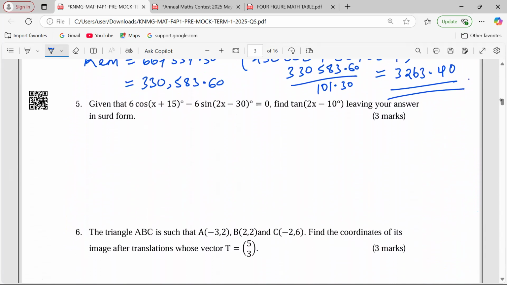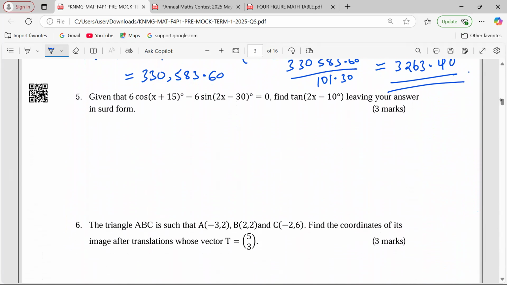depending on questions? Number 5, given that 6 cosine of x plus 15 minus 6 sine of 2x minus 30 equals 0, find the tan of 2x minus 10, leaving your answer in surd form. Now this one is trigonometry and also some part of surds, which is a paper 2 concept.